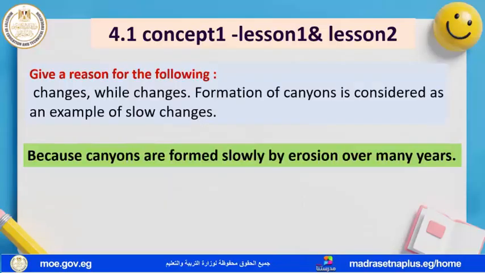Give a reason for the following. Changes in the formation of canyons is considered an example of slow changes because canyons are formed slowly by erosion over many years. So, when I ask you a question, give a reason. Changes in the formation of canyons is considered an example of slow change because canyons are formed slowly by erosion over many years.